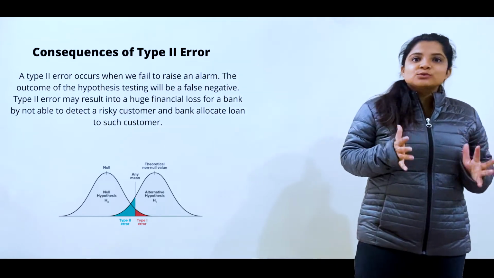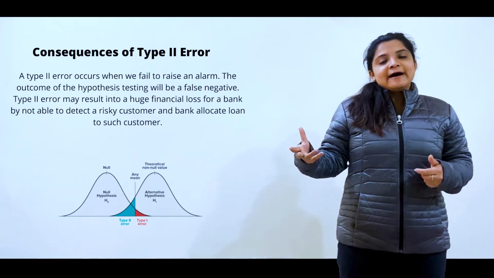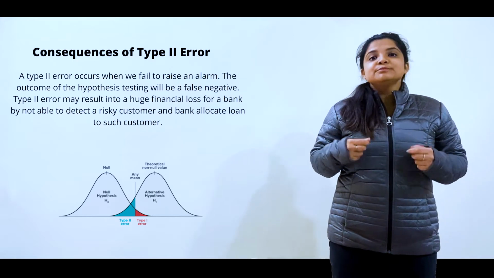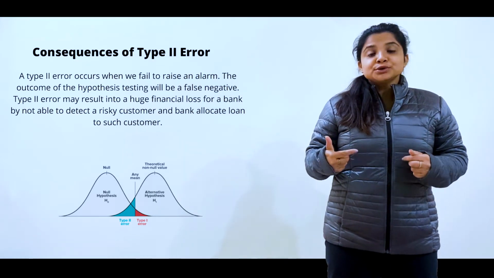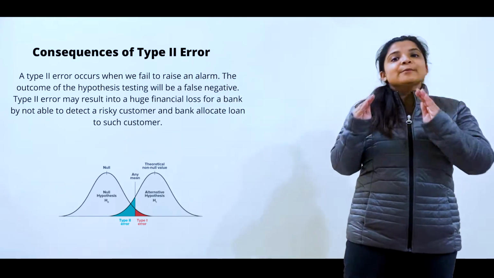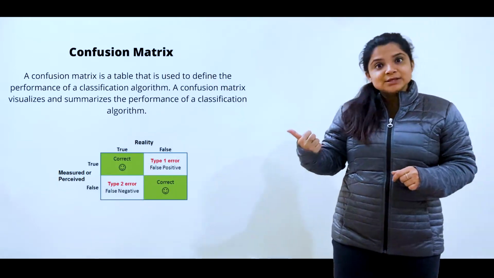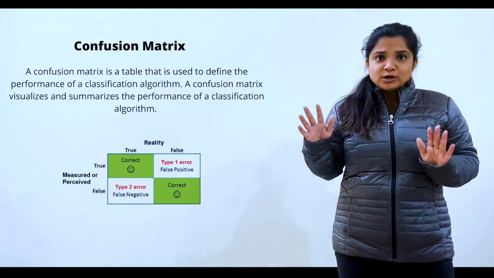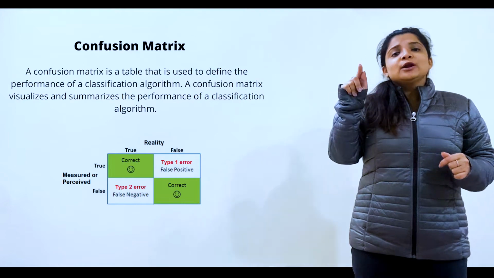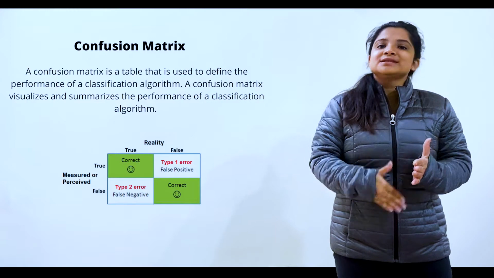Now once we know what type 1 and type 2 error are, and what consequences they can have on the system, there are various statistical measures that are taken in order to study the results from the hypothesis testing, and they are summarized in a visual matrix called the confusion matrix. As you can see, it's a simple matrix, 2x2 blocks, which tells what is actually the reality and what has been perceived by the statistical model or through the hypothesis testing.